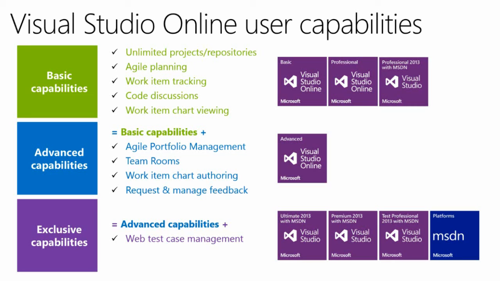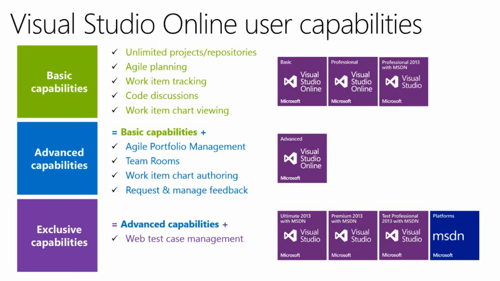Now, we also have a set of exclusive capabilities for MSDN subscribers, which allow you to have the advanced and basic capabilities. And right now, the one exclusive capability that we have is web test case management. That's available with Visual Studio Ultimate, Premium, Test Professional with MSDN, and then our new offering, MSDN Platforms. And so this is how you get access to the capabilities of Visual Studio Online.